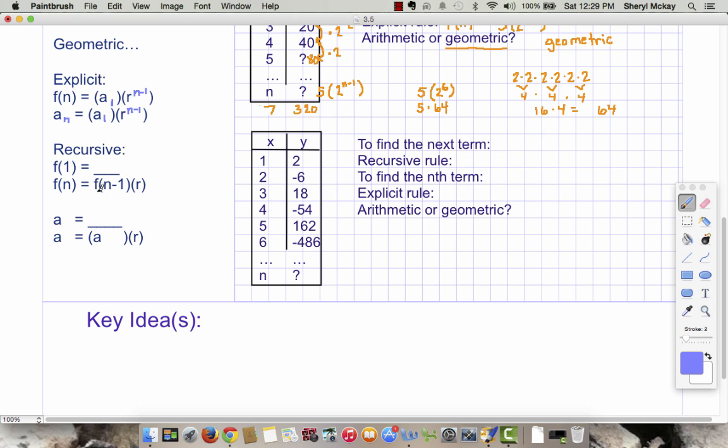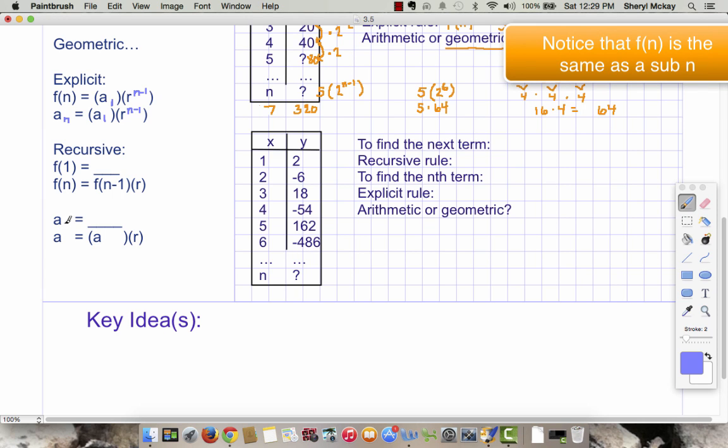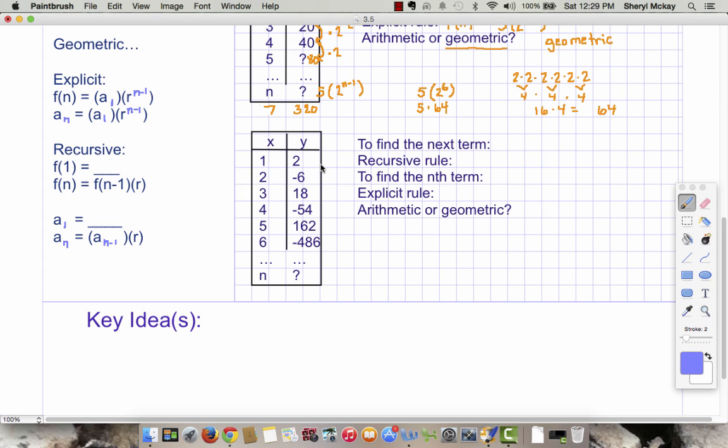That's our recursive. And if we were going to use the sequence notation of a sub n, we would say a sub 1 is equal to whatever the first term is. And then we would say a sub n equals a sub n minus 1, which is the previous term, times r. All right? So we're going to go ahead and use the a sub terms this time, instead of the function terms, just so that you can get comfortable with both. So let's look at this one.